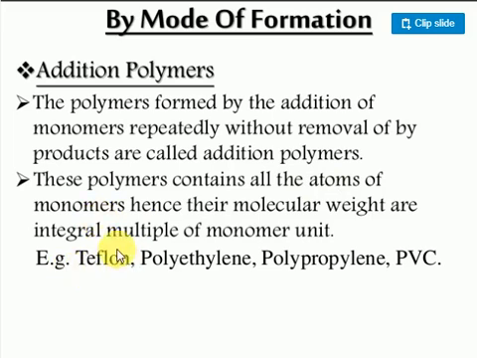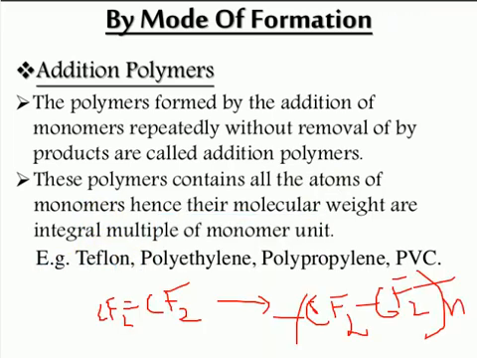Example is Teflon, from tetrafluoroethylene. Remember here, tetrafluoro, look at the tetra. How many fluorine atoms are there? Four. Tetrafluoroethylene. Look here, just imagine there is a double bond. After polymerization, what happened? The same carbon is there with two fluorine atoms. Here also carbon with two fluorine atoms. What happened there? The double bond becomes a single bond.